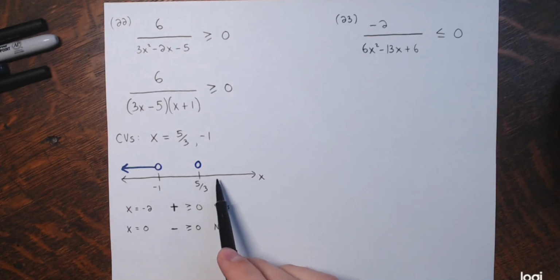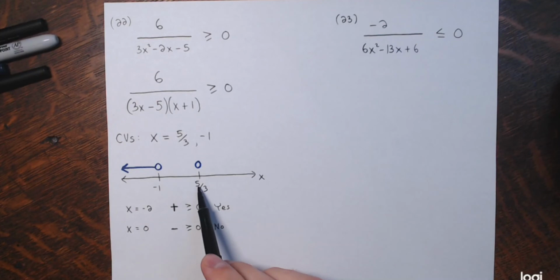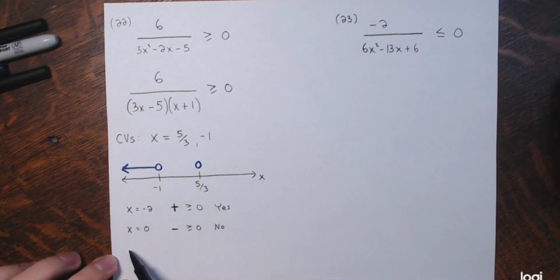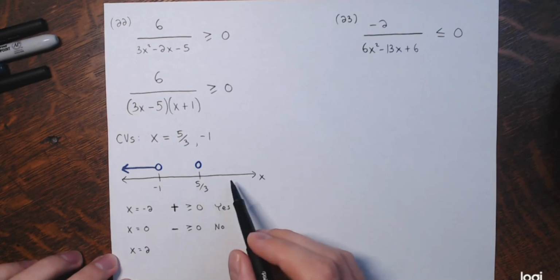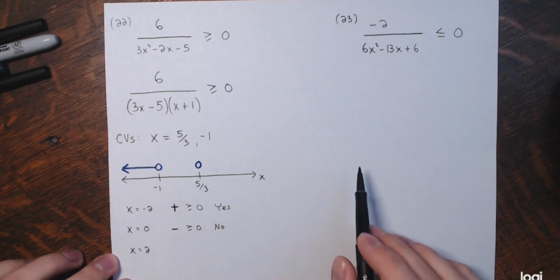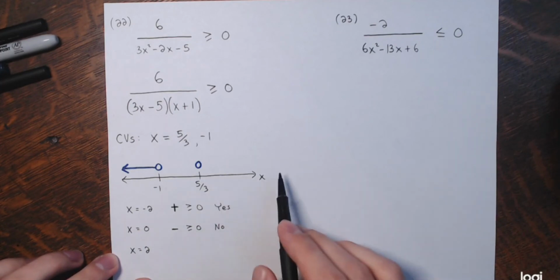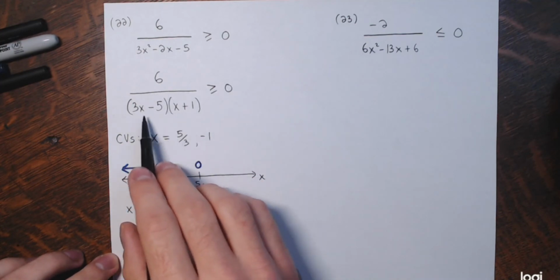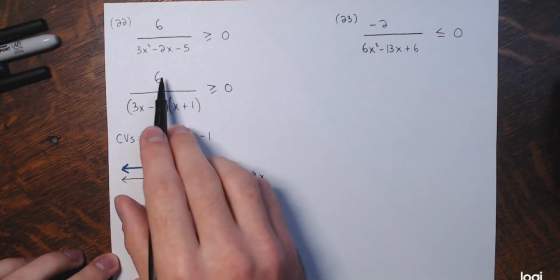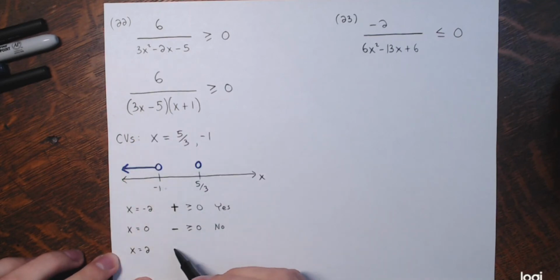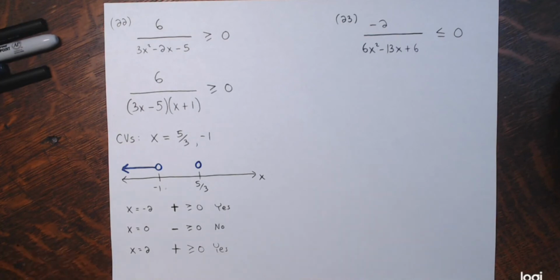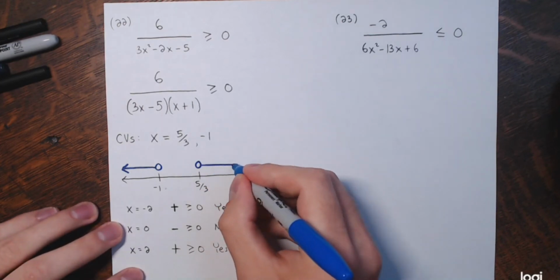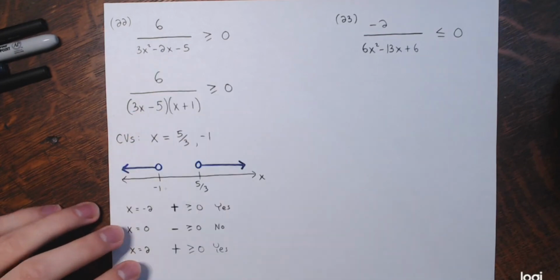Alright, then to the right of 5/3. Now 5/3 is 1 2/3, right? So I could pick 2, right? Positive 2, and I'd be to the right of 5/3. Or just to be safe, maybe pick like 10 or 100 or something. Numerator's positive, denominator factors would both be positive. Positive times positive is positive. Positive divided by positive is positive. Everything on the left side is positive. And is that greater than or equal to 0? Absolutely. So all these numbers to the right of 5/3 would be solutions of this inequality.